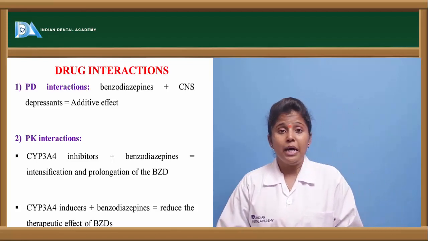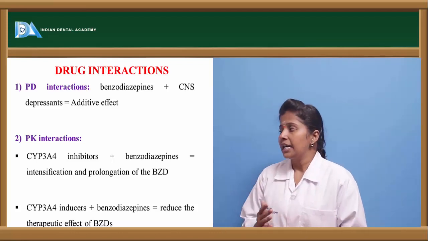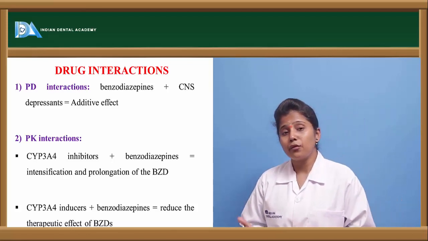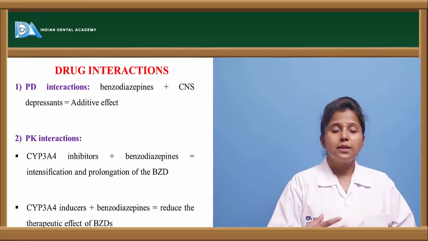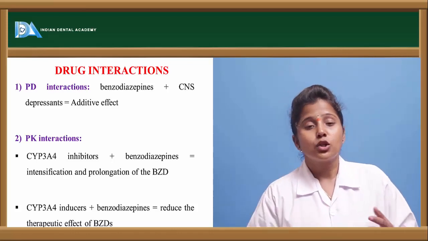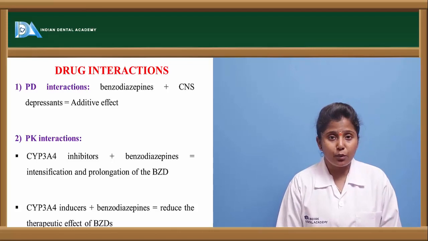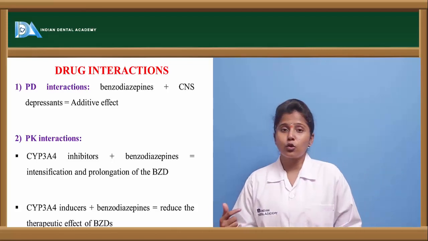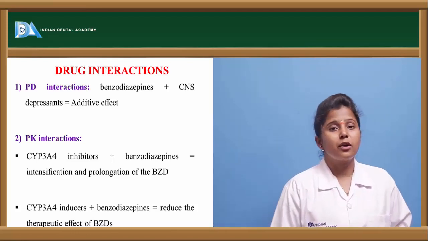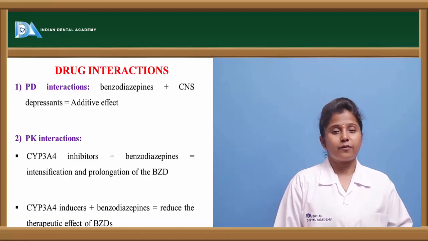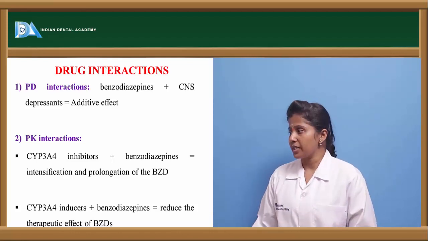So there are various cytochrome P450 enzymes, and here one of the enzymes is cytochrome P3A4. Cytochrome P3A4 inhibitors should not be given with benzodiazepines. Why? Because they cause prolongation of action of these benzodiazepines, allowing them to exert their action for a longer period of time, and in that case it may cause adverse effects. And cytochrome P3A4 inducers also should not be given with benzodiazepines, because they can reduce the therapeutic effect, reducing the normal effect which is shown by the benzodiazepines.